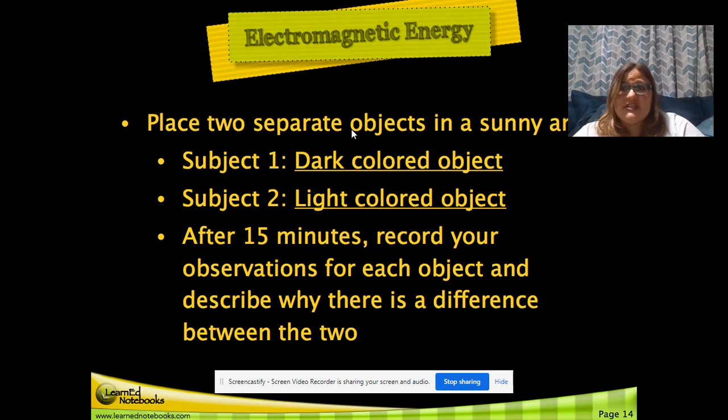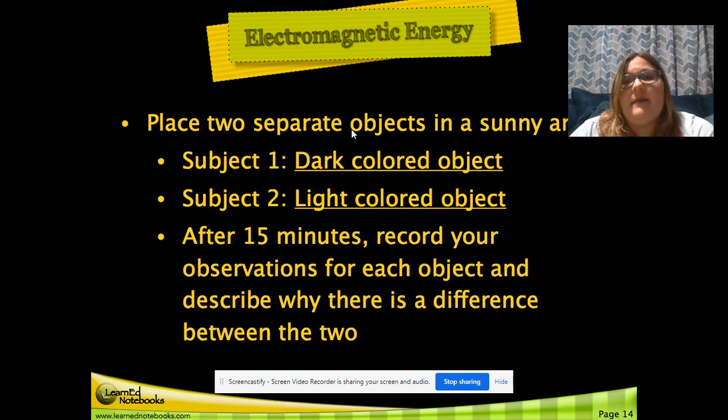Take a black t-shirt and a white t-shirt. Your school colors, navy and white. Put them both outside in the sun, and then after 15 minutes, go outside and see what the difference is. It could be paper. Just pick something dark and light. And then what would you notice? So if we're going to discuss this, think about it. Usually the darker color object is going to feel warmer than the lighter color object because it's absorbing more sun or more light.